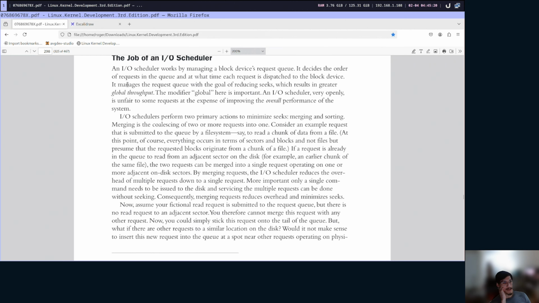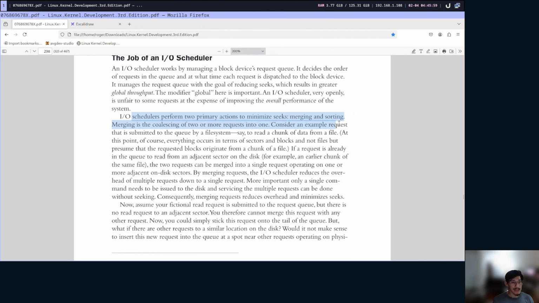The job of an I/O scheduler. An I/O scheduler works by managing a block device's request queue. It decides the order of requests in the queue and at what time each request is dispatched to the block device. It manages the request queue with the goal of reducing seeks, which results in greater global throughput. The modifier global here is important. An I/O scheduler very openly is unfair to some requests at the expense of improving the overall performance of the system. I/O schedulers perform two primary actions to minimize seeks.